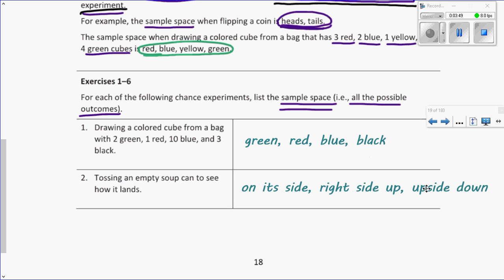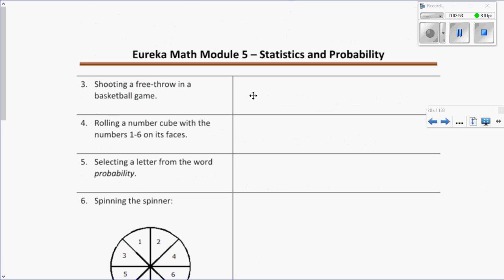Okay, how about number 3? Shooting a free throw in a basketball game. I'll give you a hint. There's 2 outcomes. What could happen if you shoot a free throw? You could make it, or you could miss it.